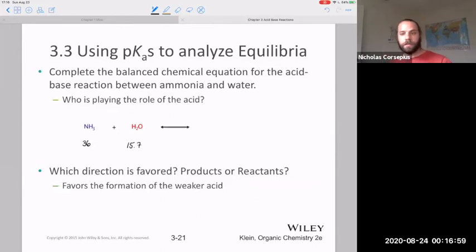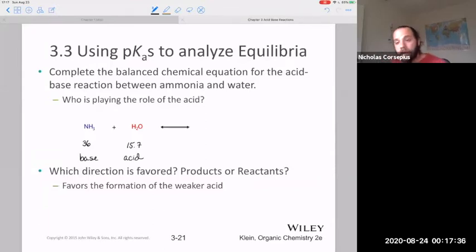I should double check that. Okay, so that means that water is the stronger acid out of these two because it has the lower pKa, right? Lower pKa, stronger acid. So in this reaction, water will be playing the role of the acid. I can tell who's going to play the role of the acid depending on who has the lower pKa. So this is my acid, this is my base.